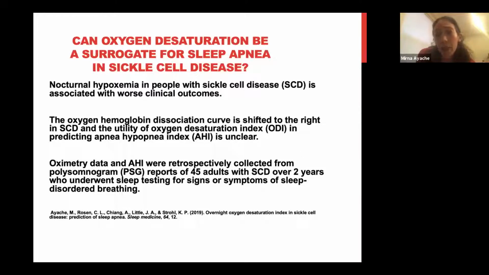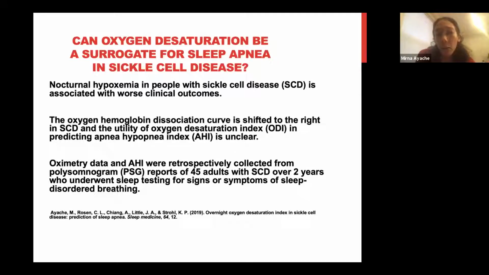And the reason was, it was in a population where it has been found that nocturnal hypoxemia in sickle cell disease is associated with worse clinical outcomes. Whether this is because the hypoxemia itself leads to worse clinical outcomes, or whether it is a marker of underlying cardiopulmonary disease, we don't really know.